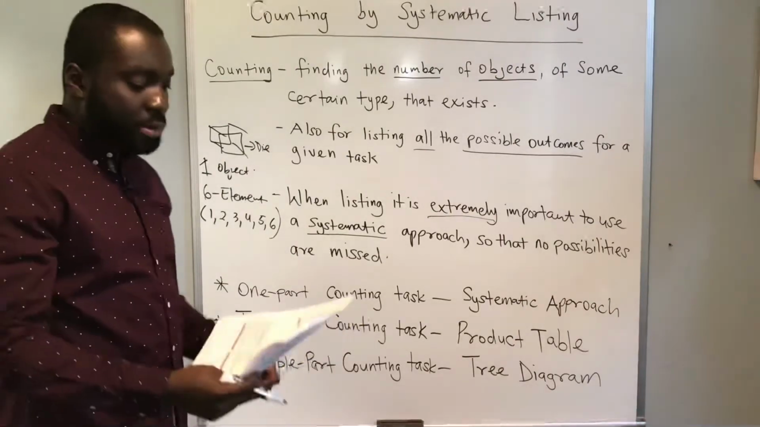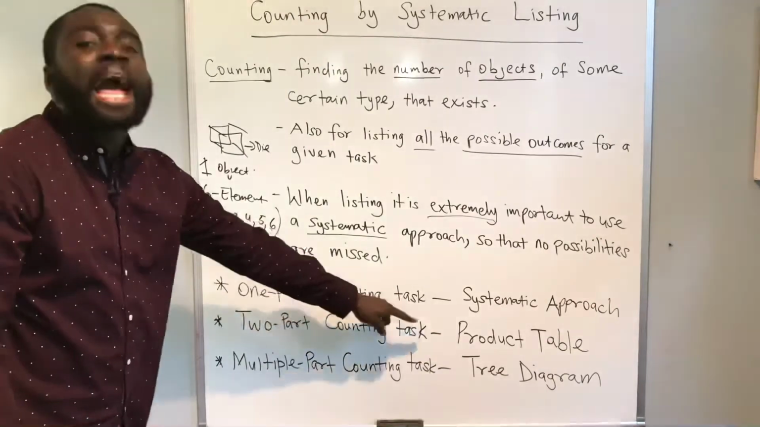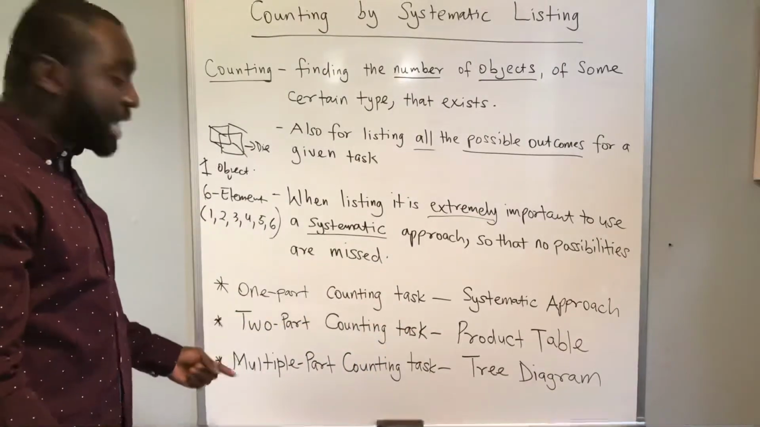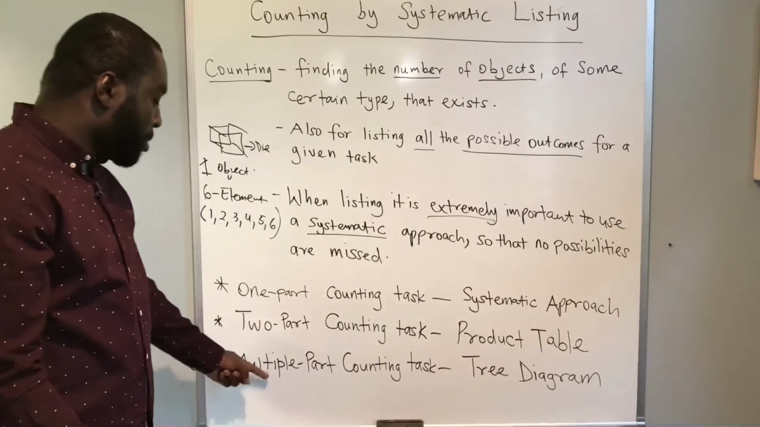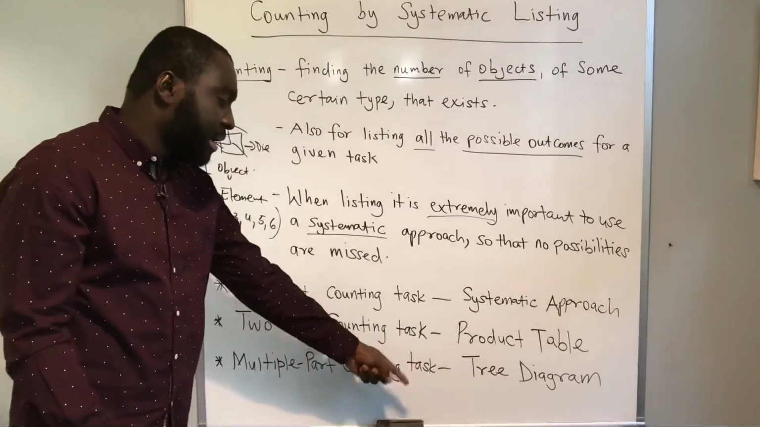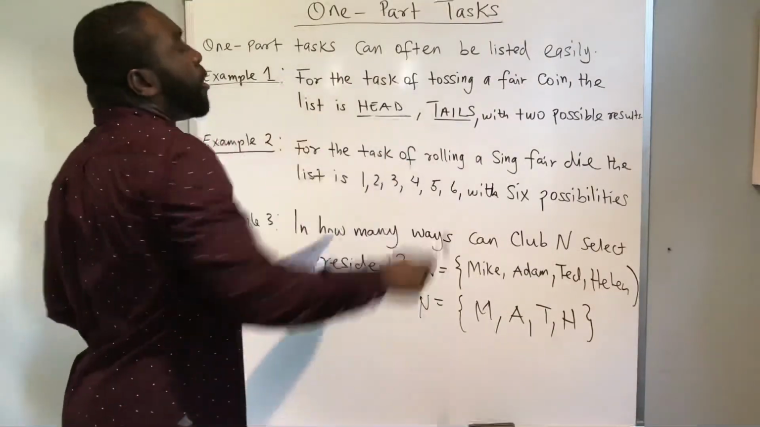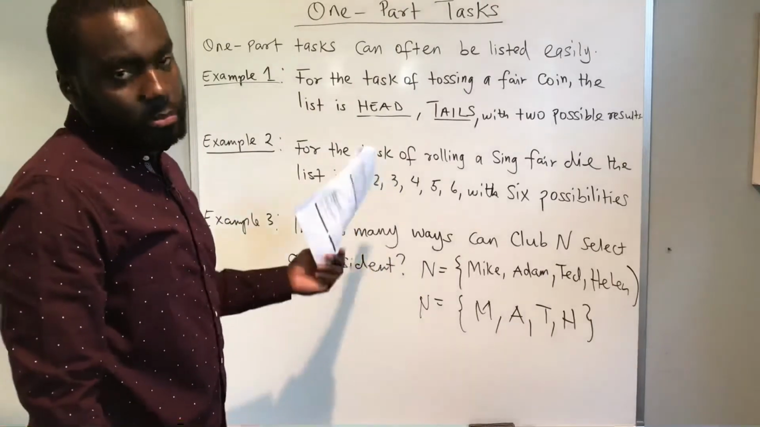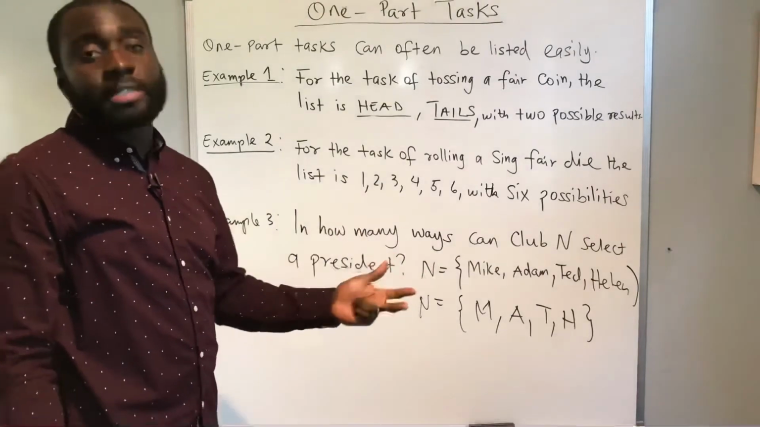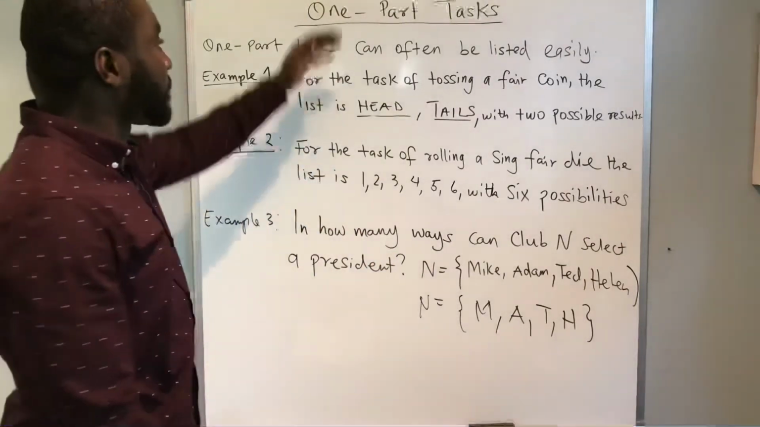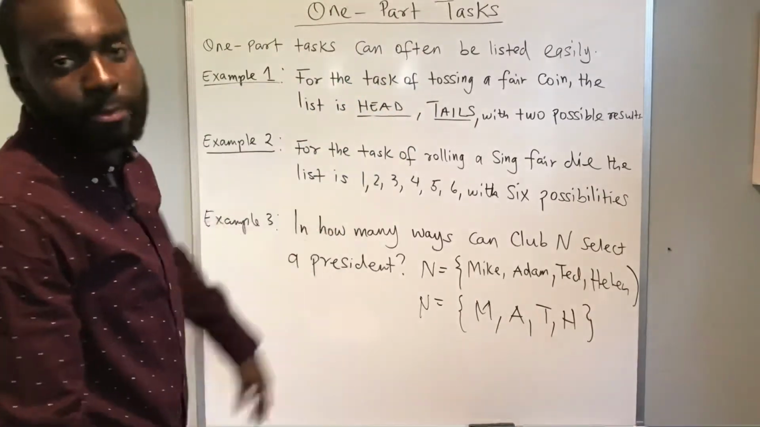So I'm going to show you an example of a 1-part counting task, and then I'll also show you an example of a 2-part counting task. And I'll show you an example of a multiple-part counting task using a product table or tree diagram. So this is, again, 1-part tasks. You remember we went over 3 parts: 1-part tasks, 2-part tasks, and multiple tasks. So I'm just going to cover a little bit of the 1-part task with examples.